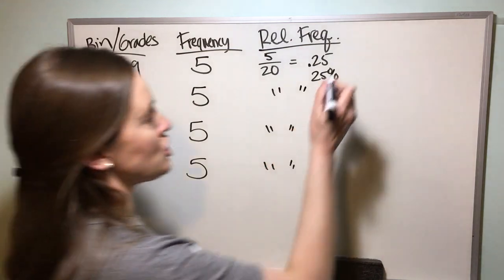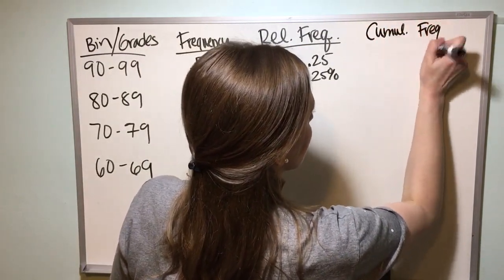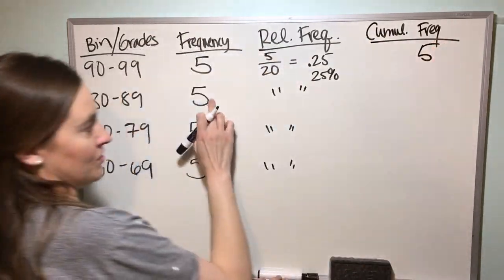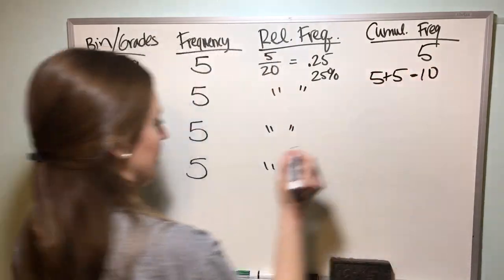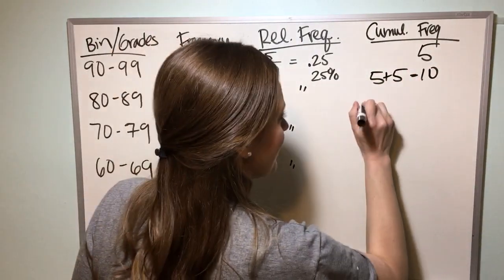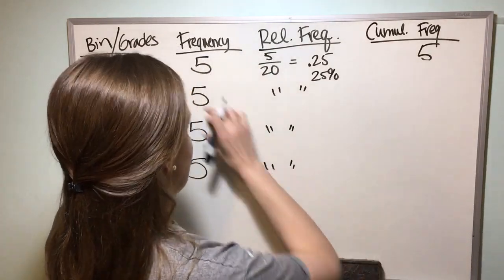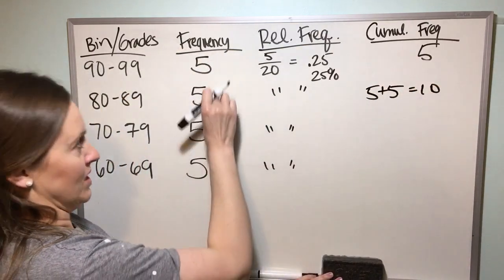All right, what about the cumulative frequency? Well, this is 5. The next one is 5 plus 5 is 10. The next one is 5 plus 5 plus 5 is 15. Sorry, I'm not writing it nicely. 5 plus 5 equals 10. The next one is 5 plus 5 plus 5.